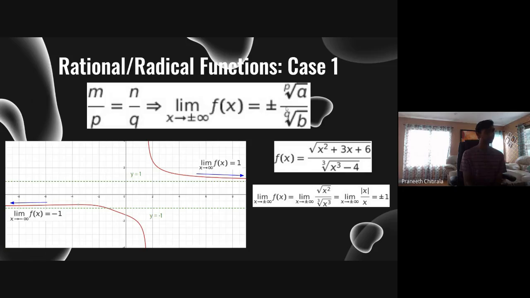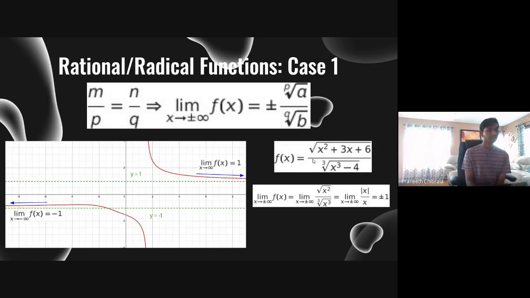And this plus or minus occurs because of these roots. So I'll explain further. Suppose we have this example right here. Ignore the other irrelevant terms, 3x plus 6, because x squared increases much faster than these two, and x cubed increases much faster than this -4.